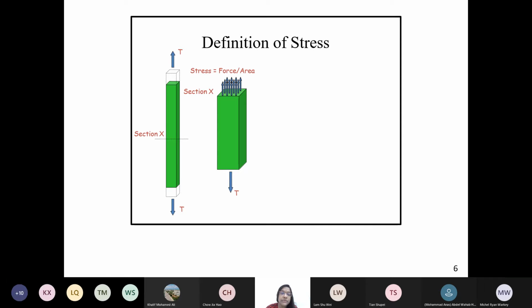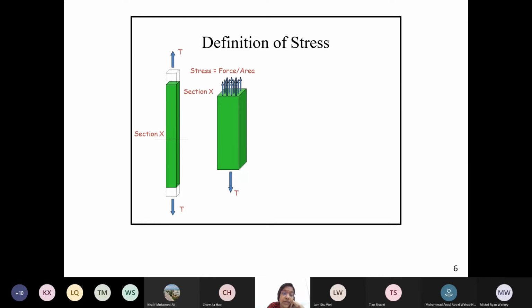Calculation is also important. Definition of stress. All of you know it is force over area, right? Force over unit area. It may be shear stress, compressive stress, tensile stress. Here, what type of stress is explained? Anybody? Answer me. What type of stress is explained here? Tensile stress. Very good.